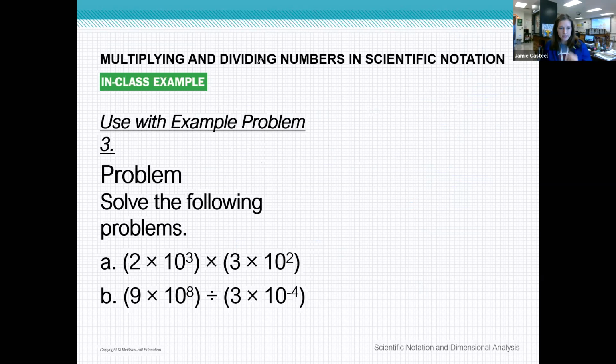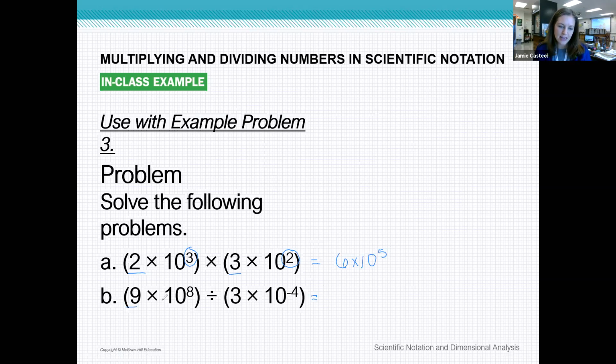Before you do your homework, let's do some practice. Example problem 3. We are multiplying here. So I'm going to say 2 times 3. What is that? That is 6. Hopefully you knew that. And since I'm multiplying, I'm going to add these values together. Guys, what's 3 plus 2? Good. We don't have any units, so you just leave it like that.